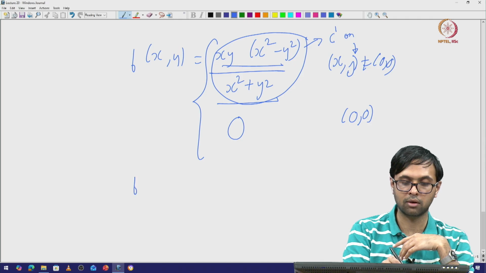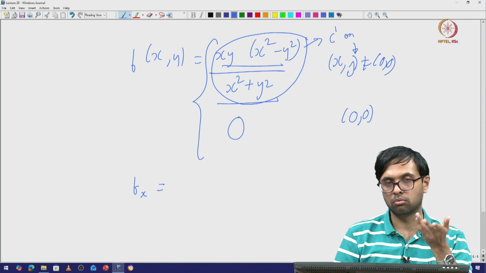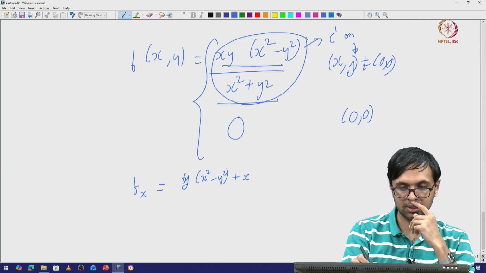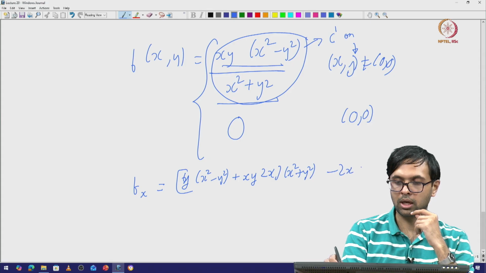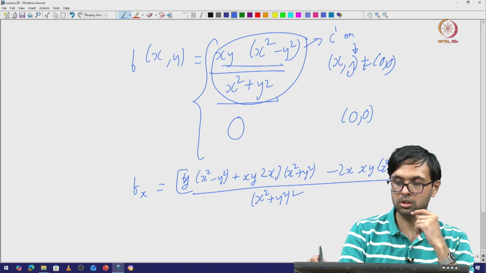You can take its partial derivatives. So fx. How do you differentiate this? Well, as always, you hold y to be a constant and you differentiate this. So you get y times (x square minus y square) plus x times y times 2x, times (x square plus y square), minus 2x times xy (x square minus y square), divided by this, when (x, y) is not (0, 0). Yeah?